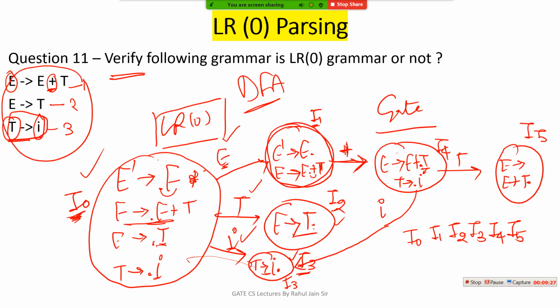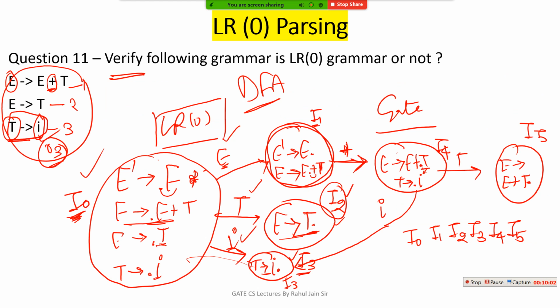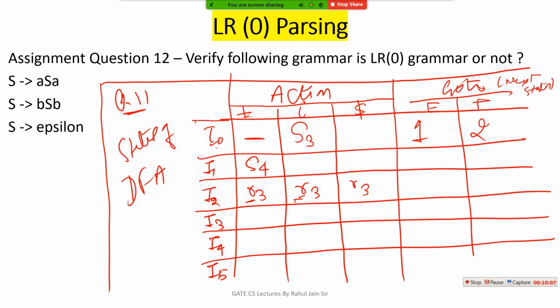Now I2, it is reducing. In I2, equation number 3 is reducing, that is R3 is reducing. So where should I mention R3, guys? We have to place R3 on all the action entries of I2. So on the action entries of I2, I will place R3, R3, R3. It simply means that I am reducing the third equation, that is T derives i.